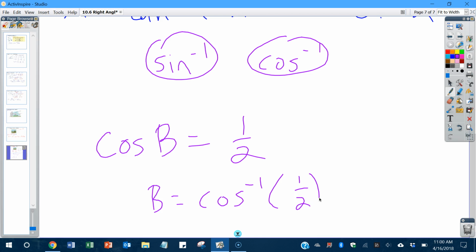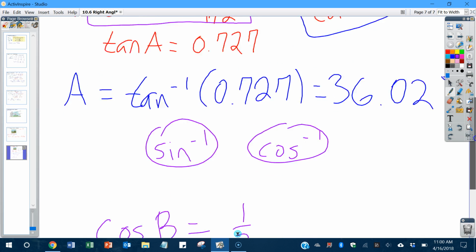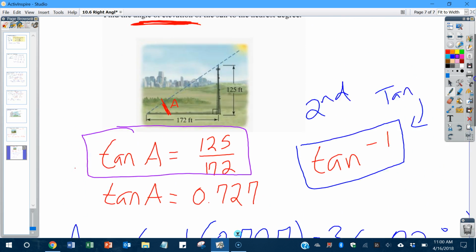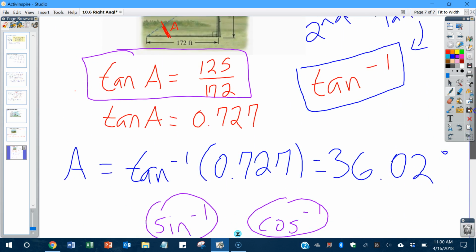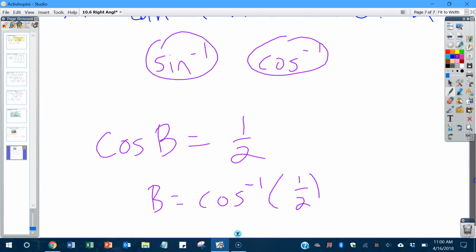So there's kind of two different problems here. But the nice thing is you're still using sine, cosine, or tangent to set these problems up, which is a good way to get you started.